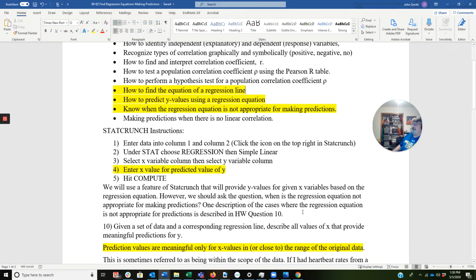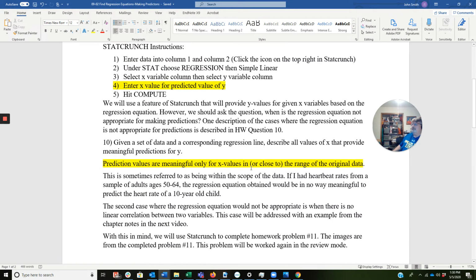You notice I've added a step to the StatCrunch instructions. Here in yellow, I put in a step 4, enter an x value for a predicted value of y, and I'm going to demonstrate that in a few minutes. We're going to use this feature of StatCrunch. It will provide y values for given x variables based on the regression equation.